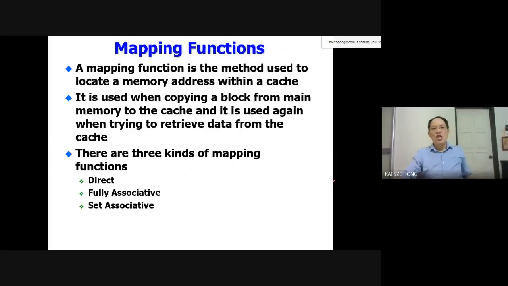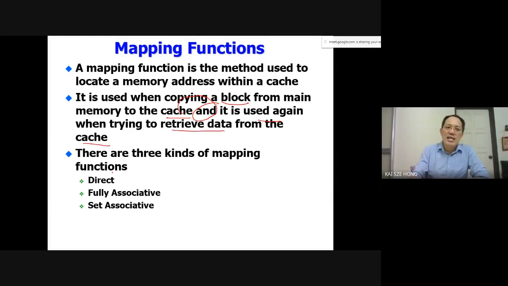So we have the mapping function. The mapping function is the method used to locate a memory address in a cache. As I said, for this mapping function, I learned this for several years. Only after several years could I fully understand. You see how difficult it is. So it's used when copying a block from the main memory to the cache. And it's used again when trying to retrieve data from the cache.